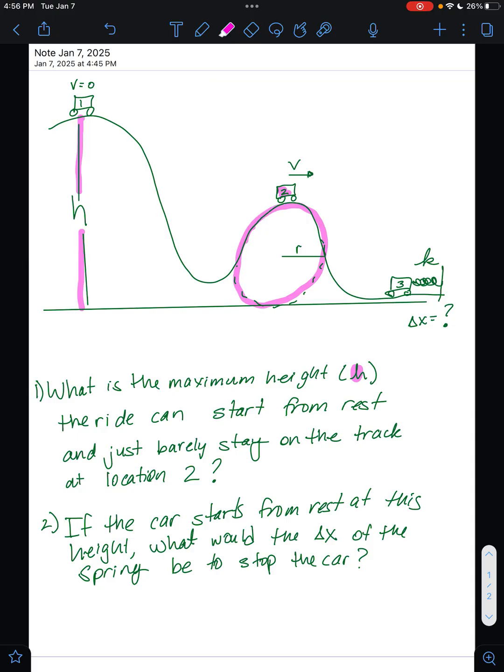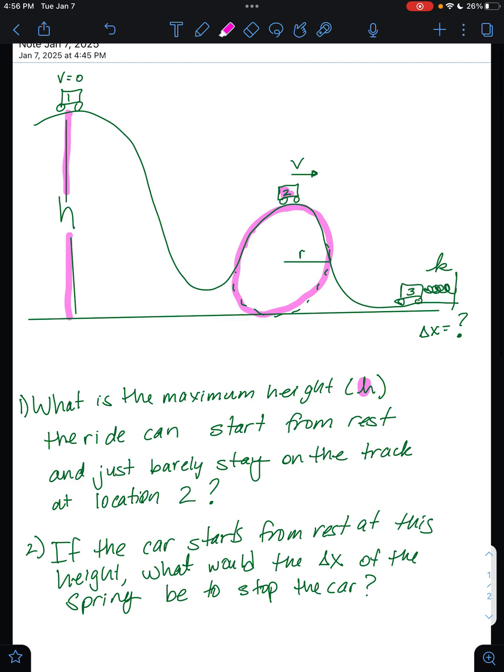And so we could start noticing things like what the height is at location 2. It's not just one radius r, but 2. So we could say that the height at 2 is equal to 2r. And so we want to know if we start from rest at the beginning, right here, v equals 0, to just barely stay on the track.